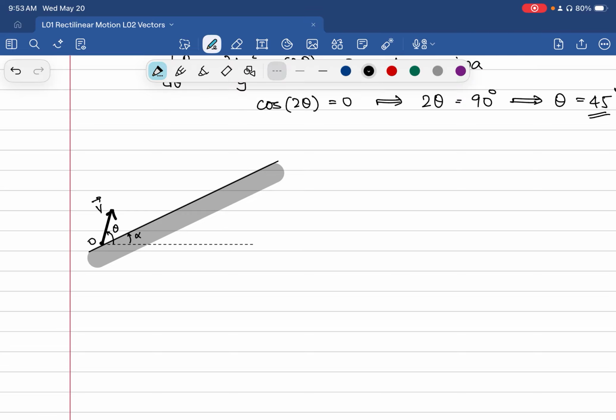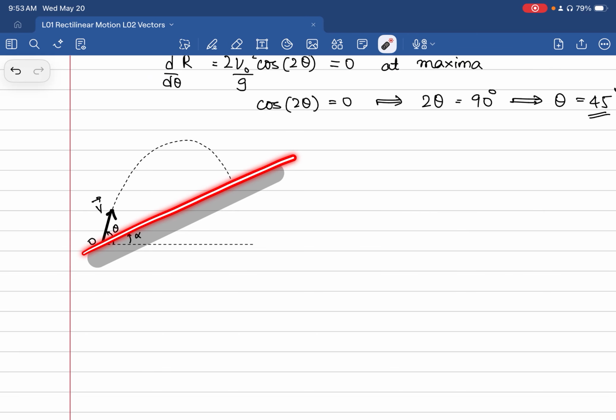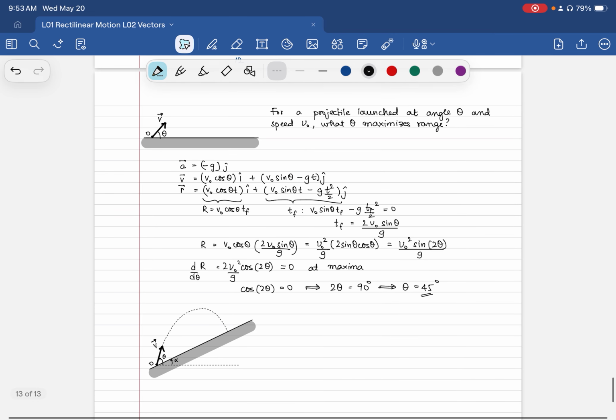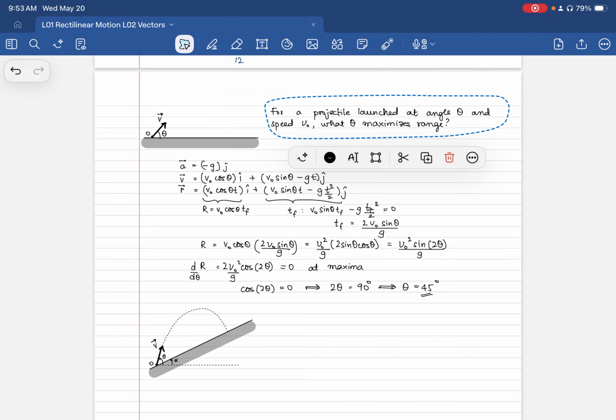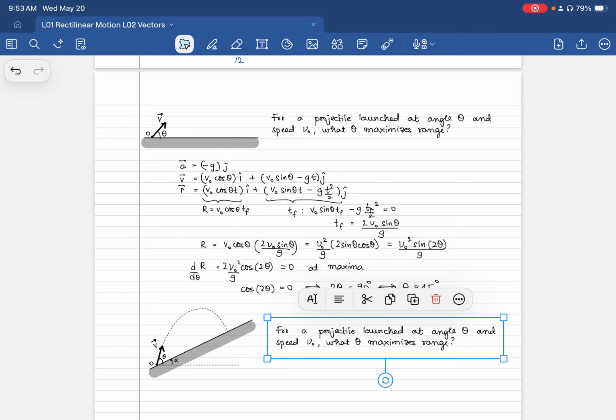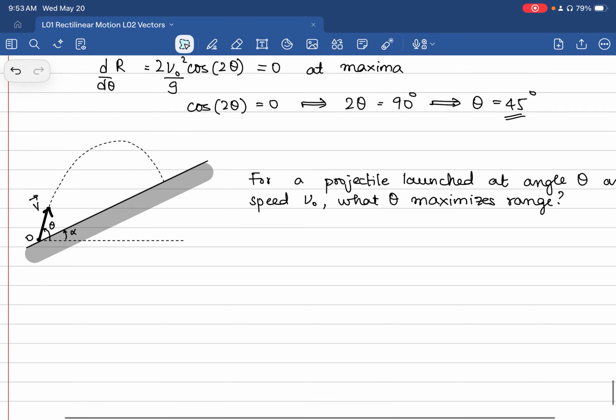So in this case, now again, your particle is going to move in this projectile motion kind of a thing. But let me try and draw that better. But now it's going to land on your slope. So same question again. Projectile launched at angle theta and speed v naught. What is the theta that maximizes the range? Remember that we're defining theta with respect to the horizontal.